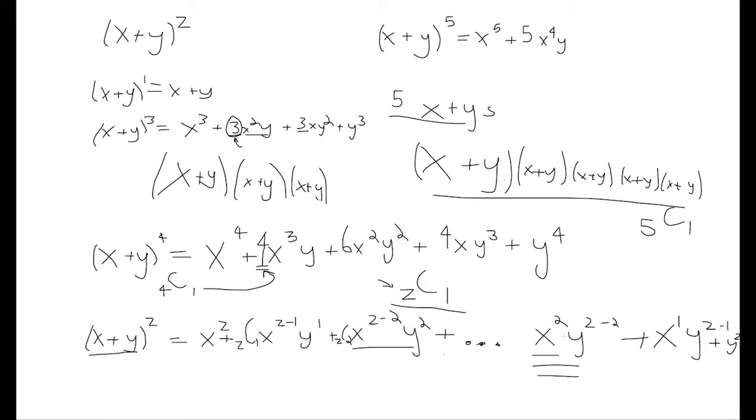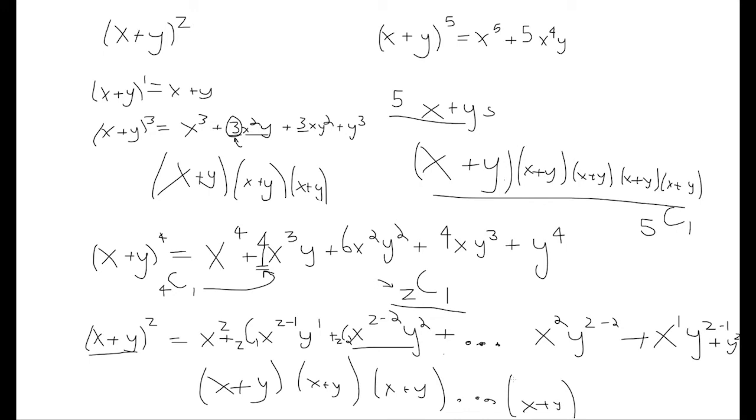Well, how many different ways can we pick out z minus 2 y's from a group like that? If we had a bunch of x plus y's, dot, dot, dot, and then more x plus y's, we have a bunch of them, and we wanted to pick out z minus 2 of them, so all but 2 of them, to be y's. How would we do that?